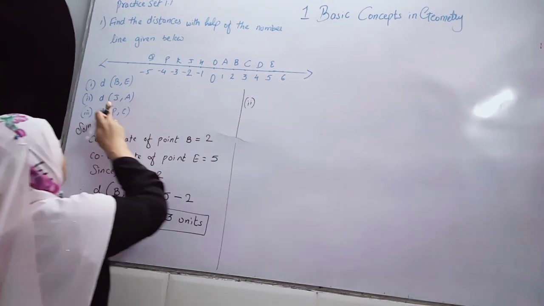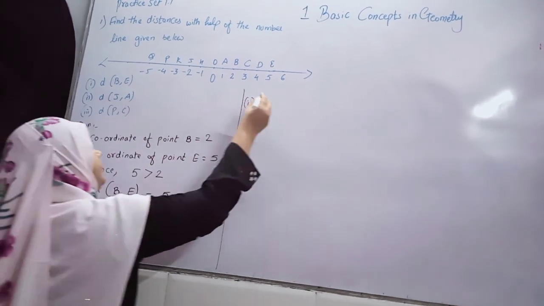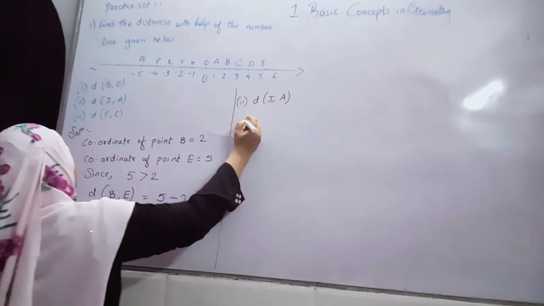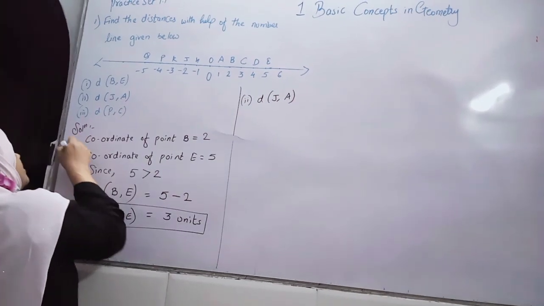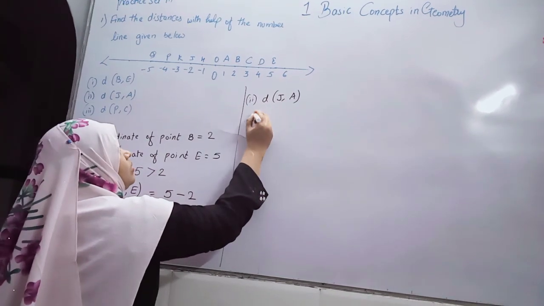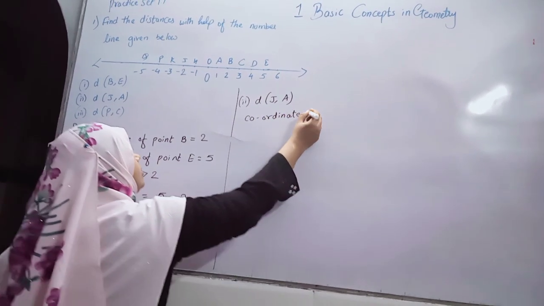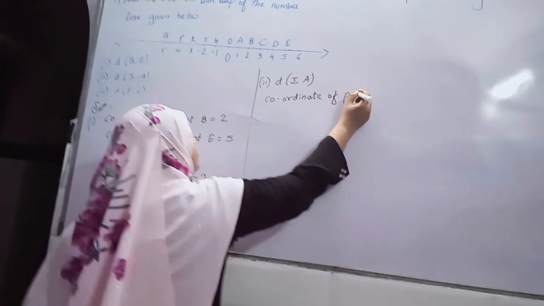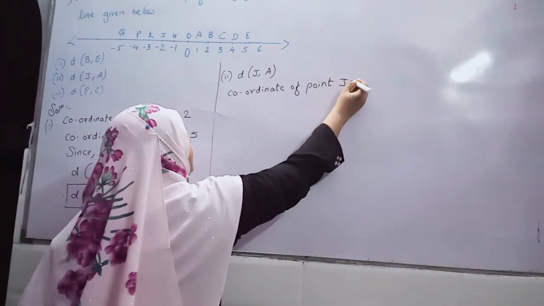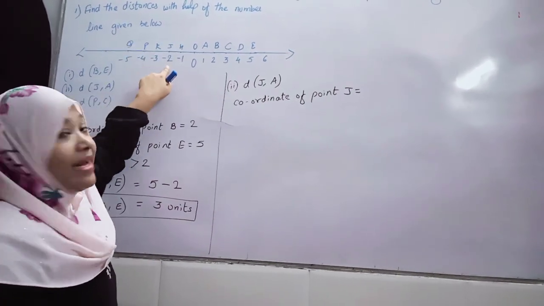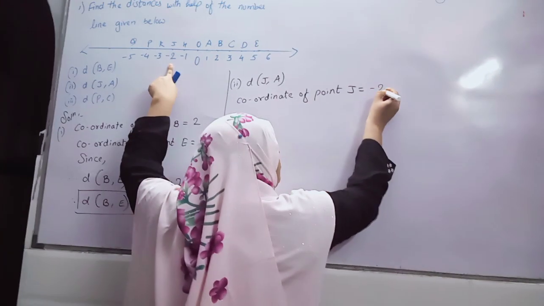Next, the second one. What is the second one we have to find? Distance between J and A. So how are we going to write here? First, the coordinate of point J. Find it from the number line. See here, J is written, that is minus 2.